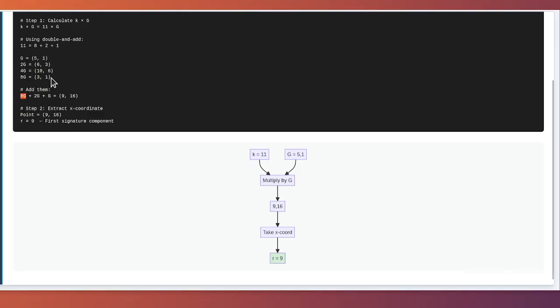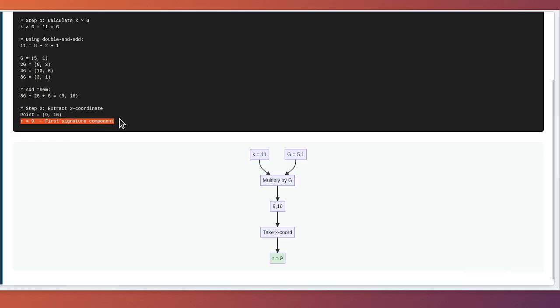Then add g to this result. The point 13, 8 plus the point 5, 1 equals the point 9, 16. So 11 times g equals the point 9, 16. We take the x-coordinate, which is 9. Therefore r equals 9. This is the first component of our signature.